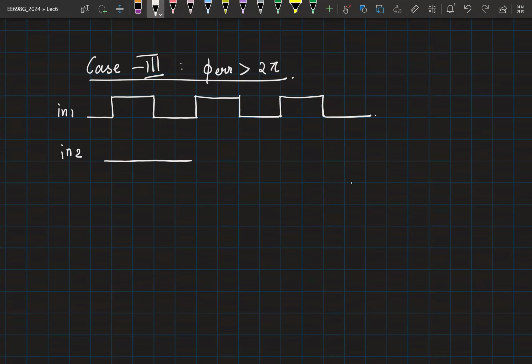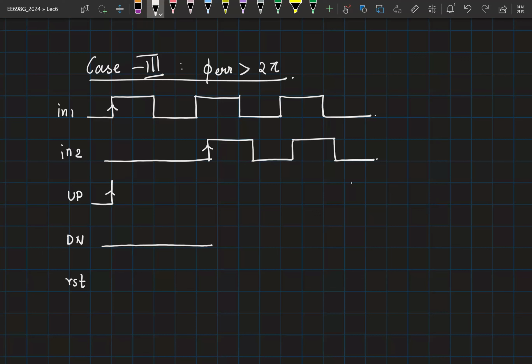IN2 is delayed by more than a period. So your up signal is going to go high here, corresponding to the rising edge in IN1. Where does the down signal go high? Corresponding to the rising edge here. Once they go high, after a reset delay, your reset will go high and it will come down after a reset delay. And the signal is going to look like this.